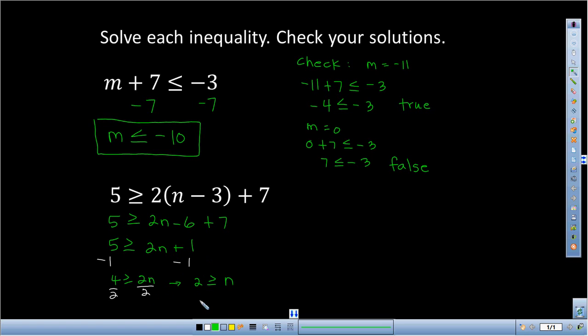Now, using symmetry, we can also state that that is the same statement, or saying the same thing, as n is less than or equal to 2. Notice the greater value is 2 in both statements: 2 is greater than or equal to n, or n is less than or equal to 2. Equivalent statements. Let's do a quick check.